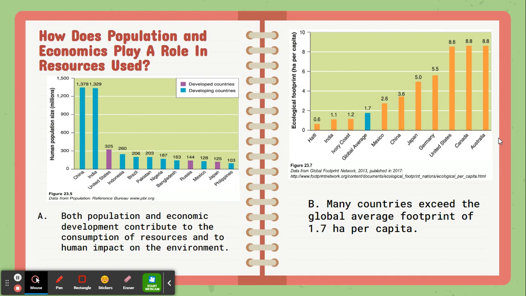So here looking at specifically populations and their economies, how does that play a role in the resource types that they tend to use? So both population and economic development contribute to the consumption of resources that countries tend to have. Usually, the more developed a country may be, usually the greater number of resources they consume. Many countries tend to exceed the global average footprint of about 1.7 hectares per capita, remember, per person.